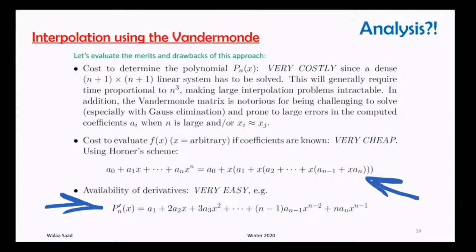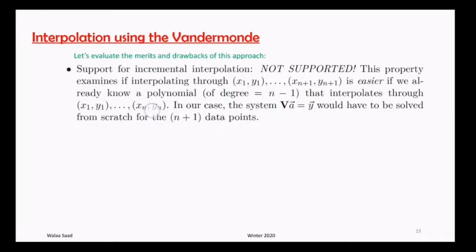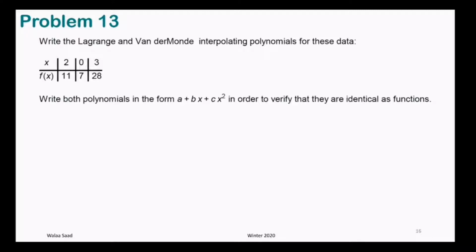The second drawback is the incremental interpolation. So if we did all the steps and interpolated the n given points into an n-1 degree polynomial, and suddenly after this interpolation we are given another data point, in that case we will need to repeat the whole steps from scratch in order to derive the new n+1 polynomial of interpolation.